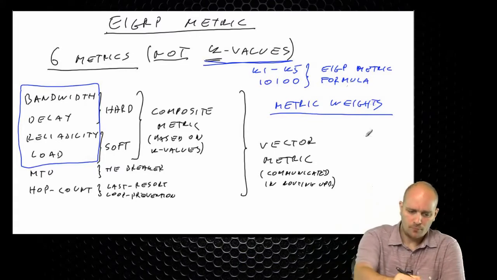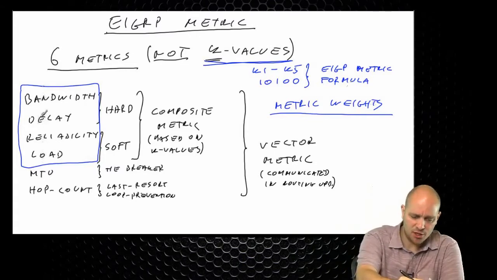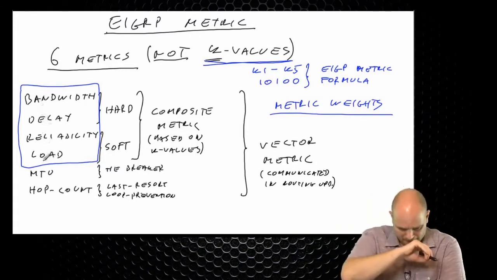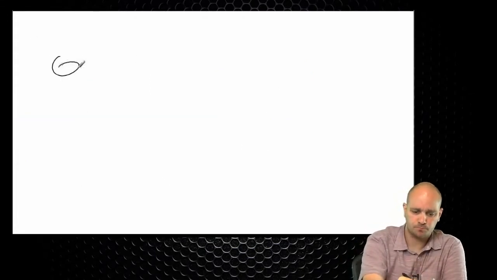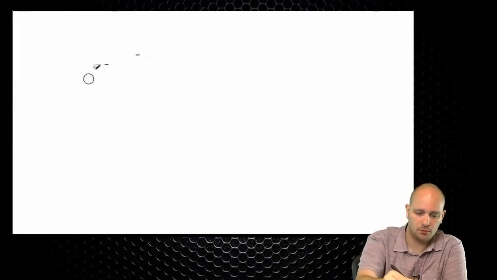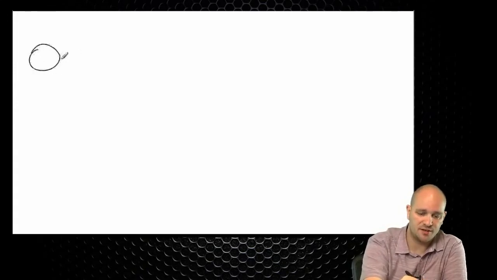Now, these values here are not all the same. So let's say that we have a network path. Let me be a little cleaner with this. So let's say that we have a network path that consists of several routers.